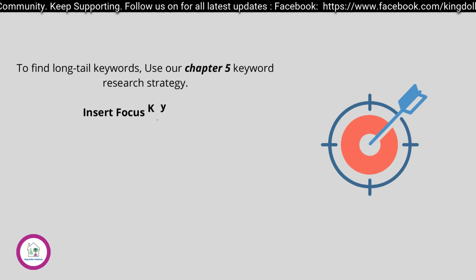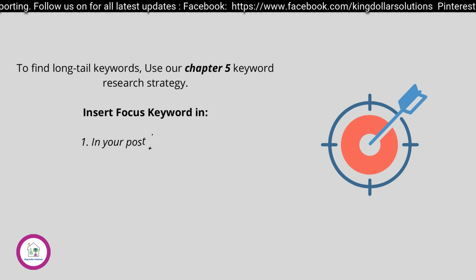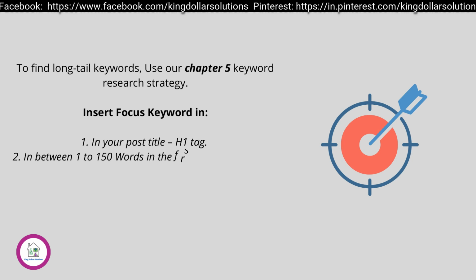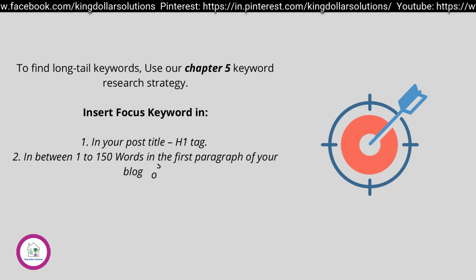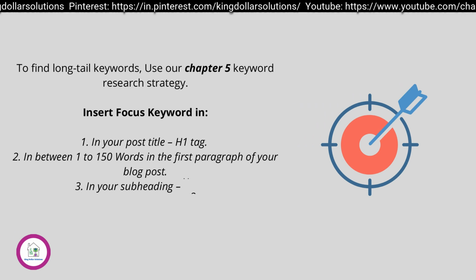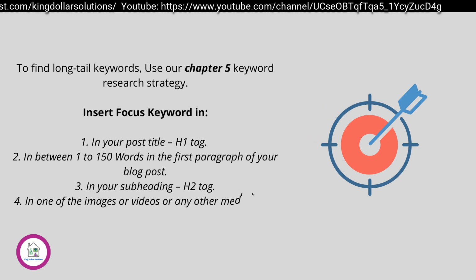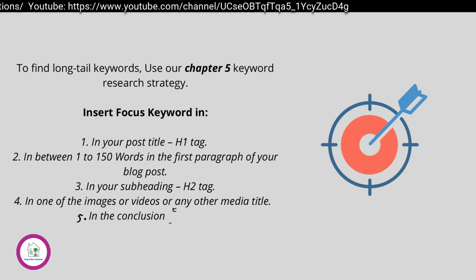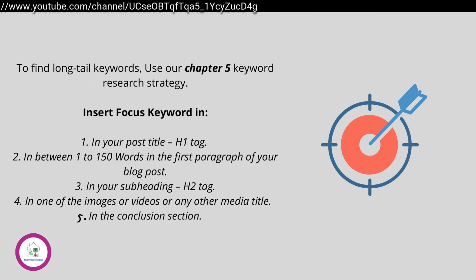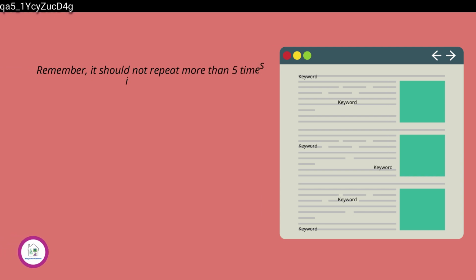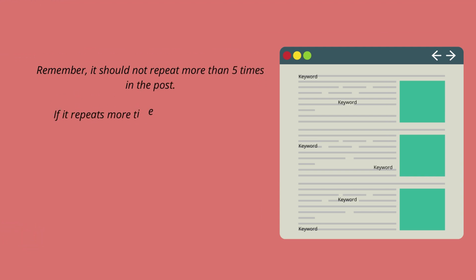Insert the focus keyword: 1. In your post title, H1 tag. 2. Within the first 150 words, in the first paragraph of your blog post. 3. In your subheading, H2 tag. 4. In one of the image or video or any other media titles. 5. In the conclusion section. Remember, it should not repeat more than 5 times in the post. If it repeats more times, then it is called keyword stuffing.